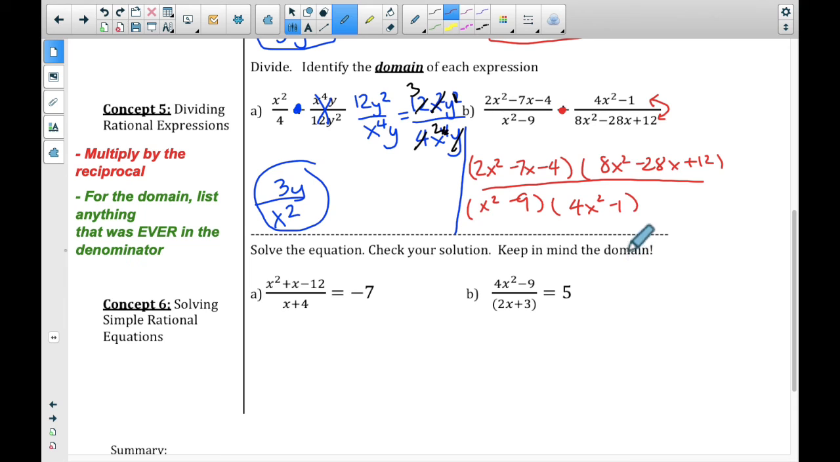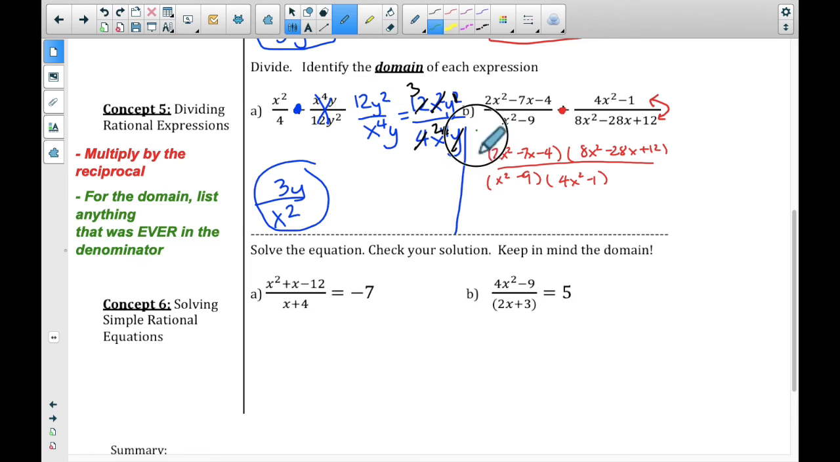I have a lot of factoring I need to do, and I don't have space to do it. I'm going to try to make some space. So in my numerator, I need to see if these factor.